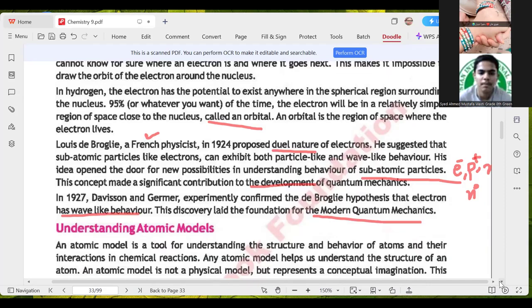And in 1927, Davisson and Germer experimentally confirmed de Broglie's hypothesis that an electron has wave behavior. This discovery laid the foundation of modern quantum mechanics. Good. And what was the work of Davisson and Germer? Davisson and Germer experimentally confirmed the de Broglie hypothesis that the electron behaves like a wave.